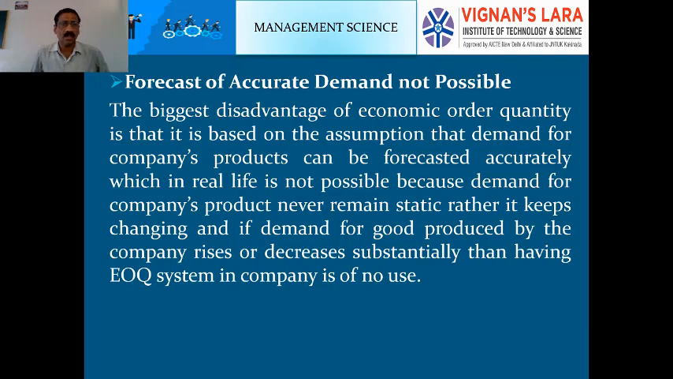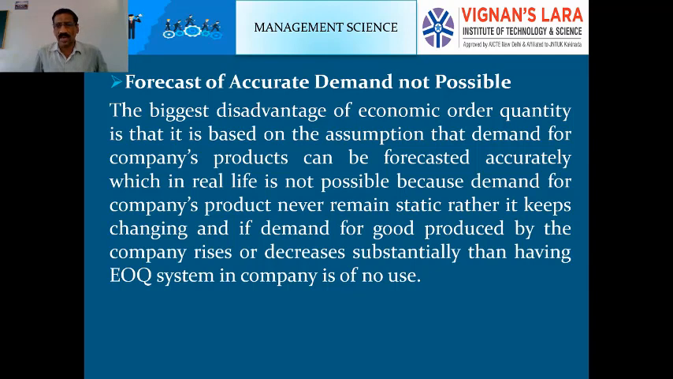The biggest disadvantage of economic order quantity is that it is based on the assumption that demand for companies' products can be forecasted accurately. In the next year, demand to be increased is called forecasting. Demand to be increased by 10,000 units due to income increased in the market. These are all some forecasting situations. It is not at all possible.